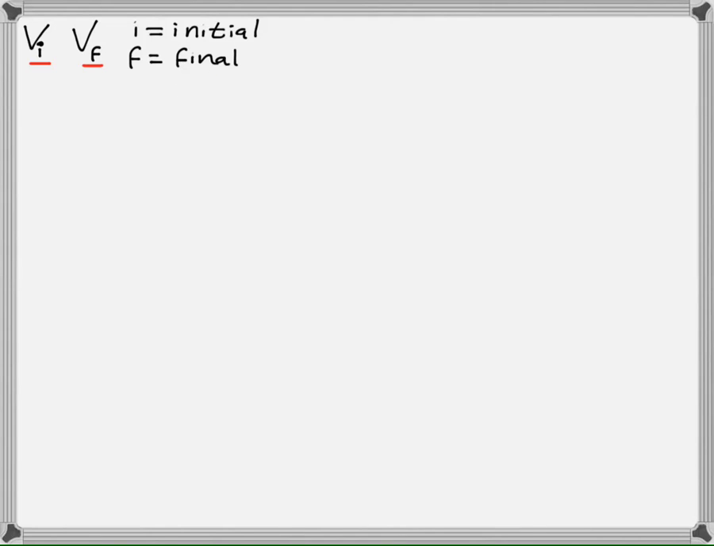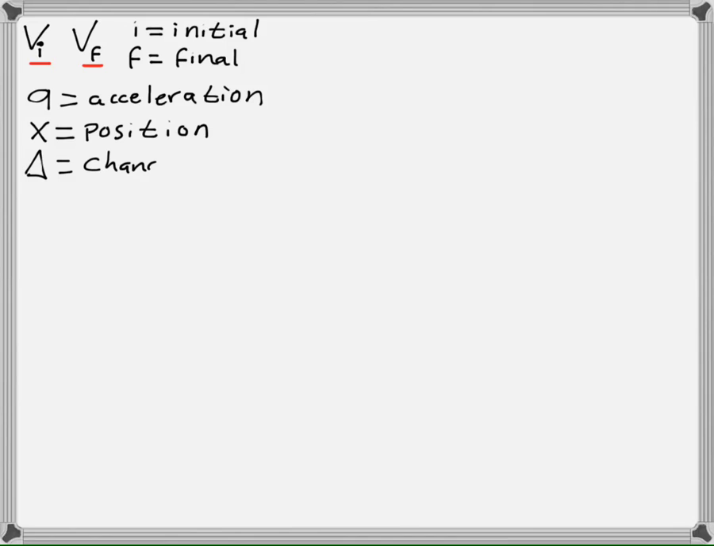All right. The other ones you need to be aware of: A, which should be pretty obvious, is acceleration. You need to be aware of x, which is going to be position. We all should know delta by now. That's going to represent a change. And then the last one you're going to have to worry about is time. Alright, so those are the different variables that you're going to have.